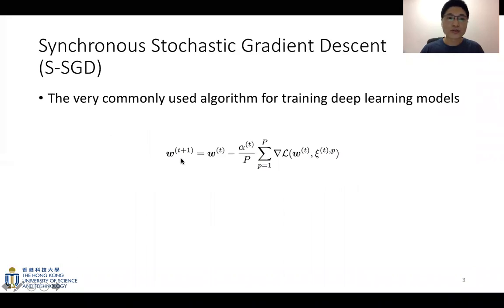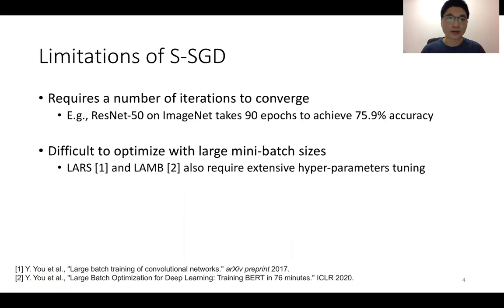It is well known that the synchronous stochastic gradient descent method has been widely used in training deep learning models using multiple processors. However, SSGD has two main limitations. Firstly, it requires a large number of iterations to converge. Secondly, it is very difficult to optimize with a large mini-batch size.